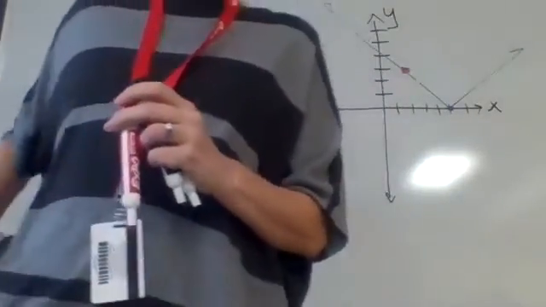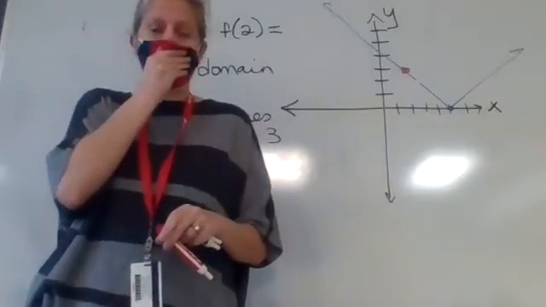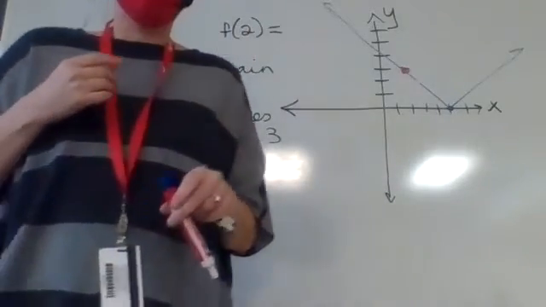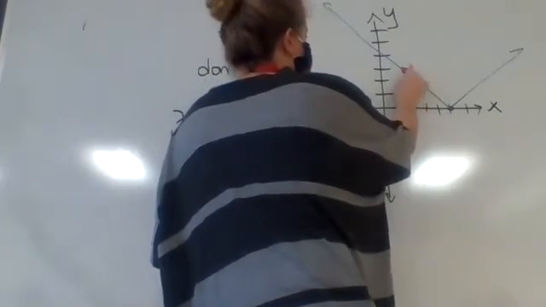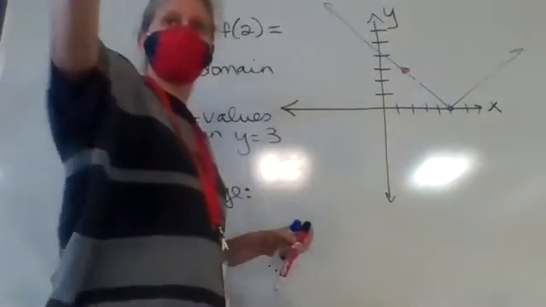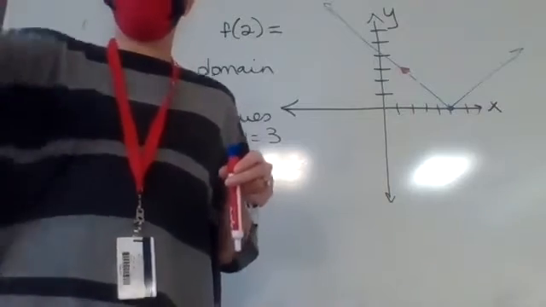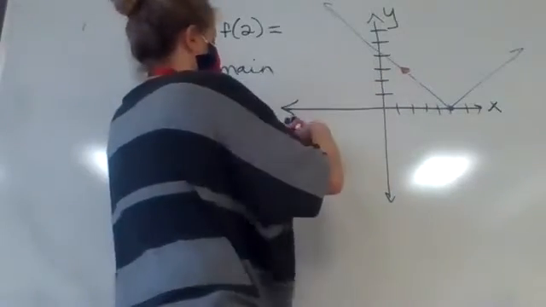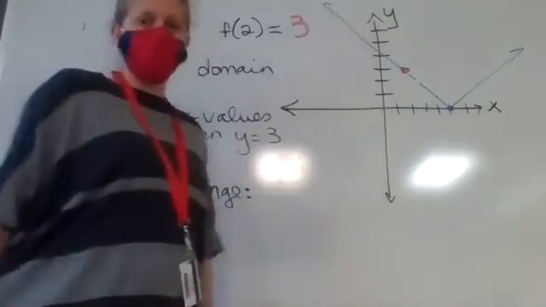Again, if you're looking at a more exact printout, I tried to make this as exact as I could. So if I went to the right 2 and then I went up and touched it, what is the y value that goes with where that lines up on that shape? You just said it. 3. Good. So f of 2 is 3.